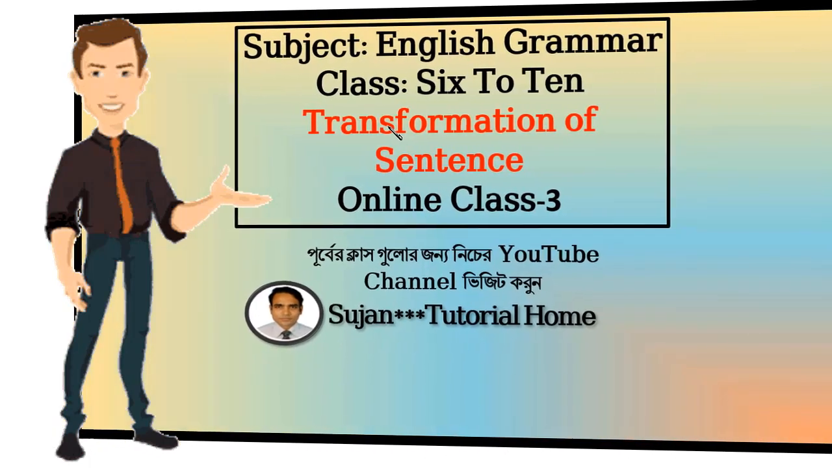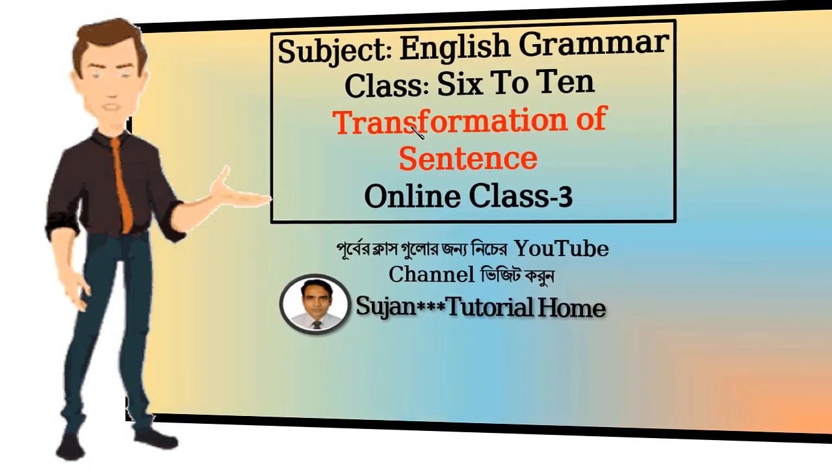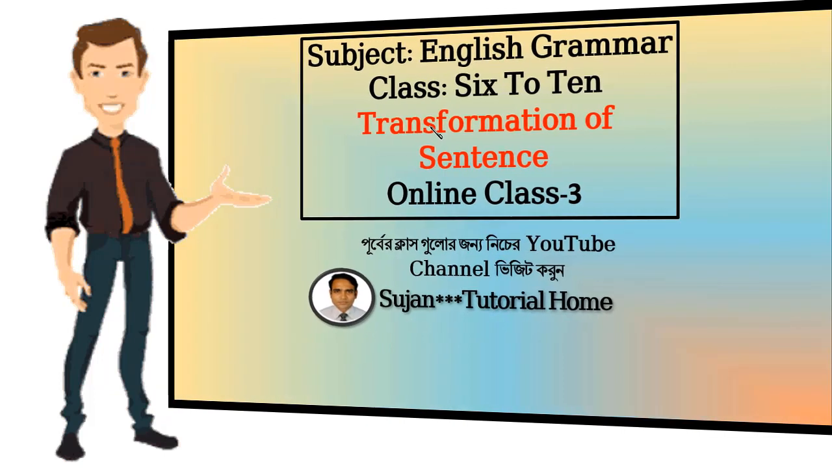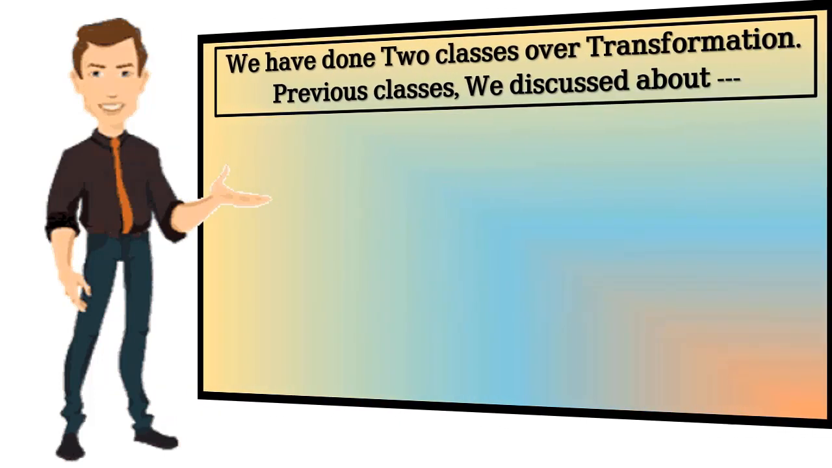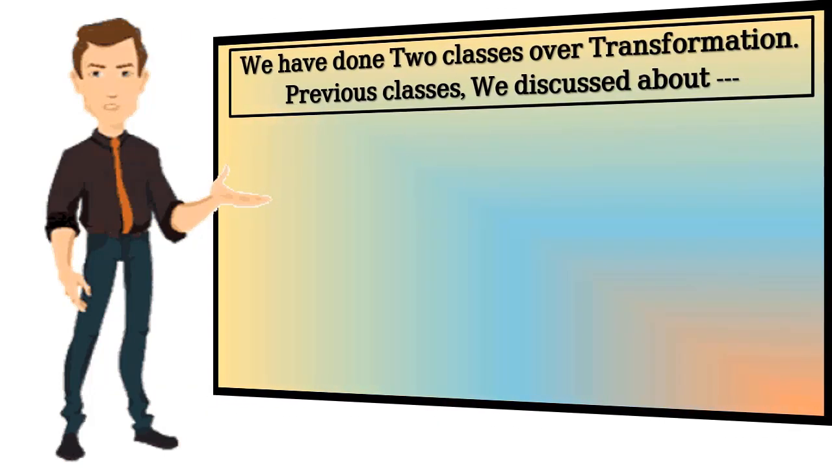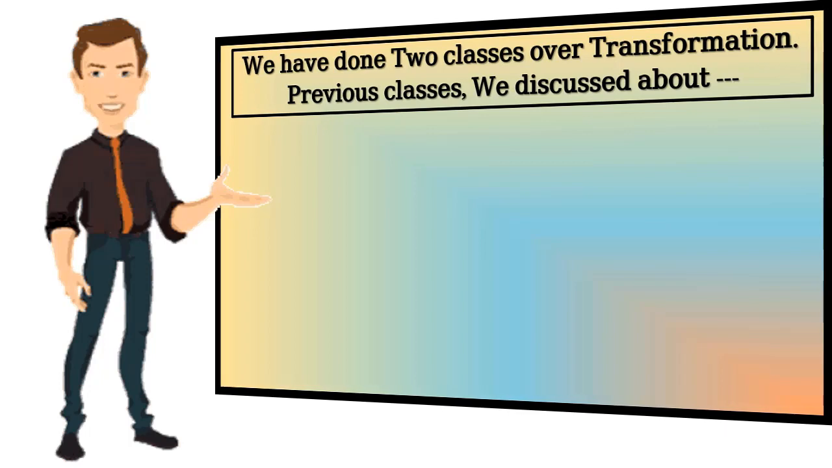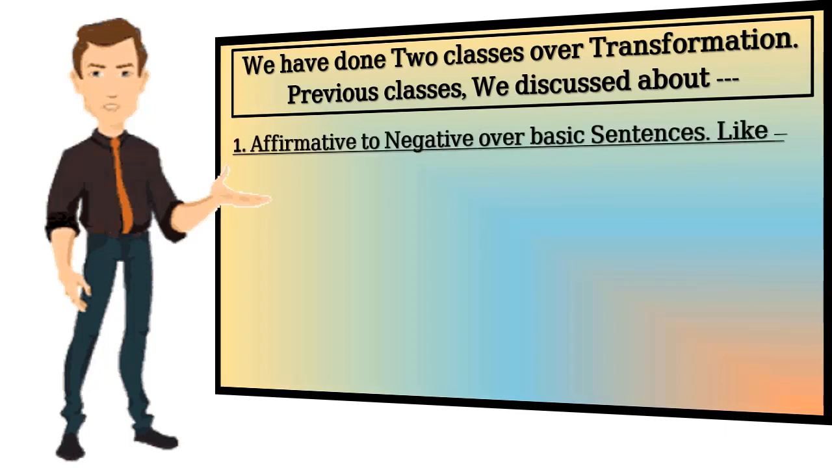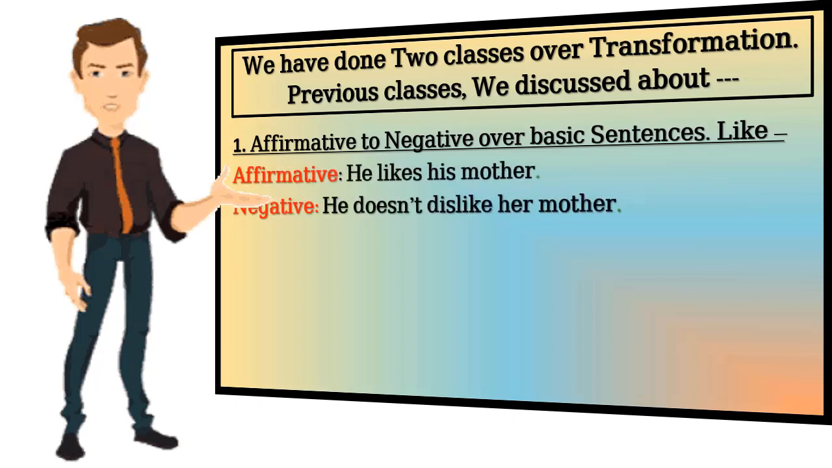Today I'm going to talk about transformation of sentence, and it's your online class 3. We have done two classes over transformations. In previous classes, we discussed number 1, affirmative to negative over basic sentences like, affirmative: he likes his mother. Negative: he does not dislike his mother, this kind of sentence.